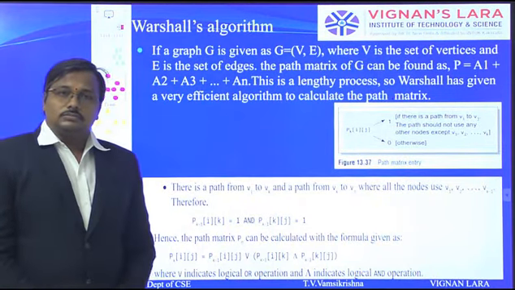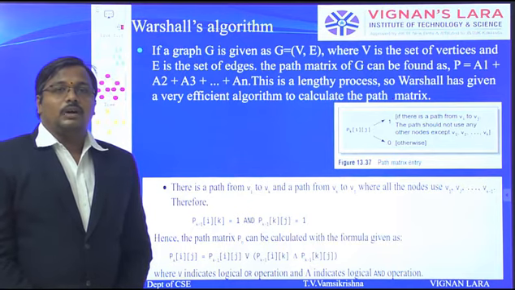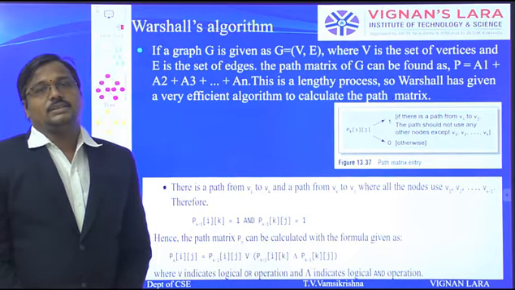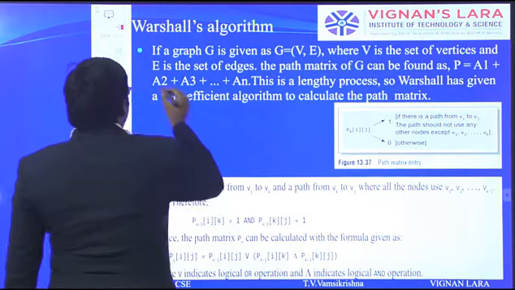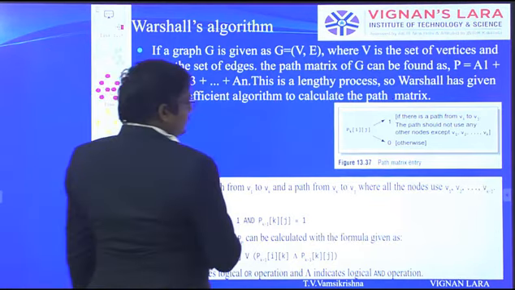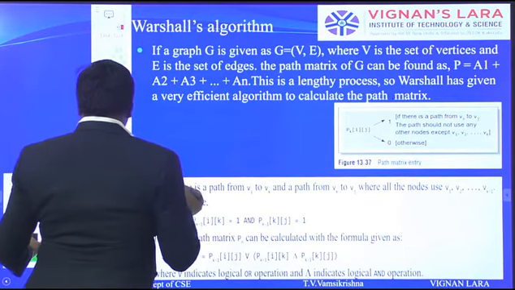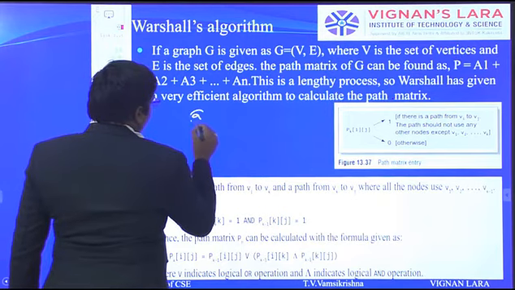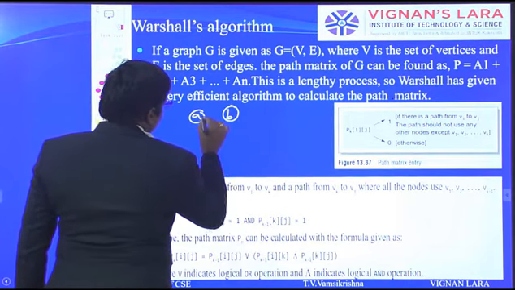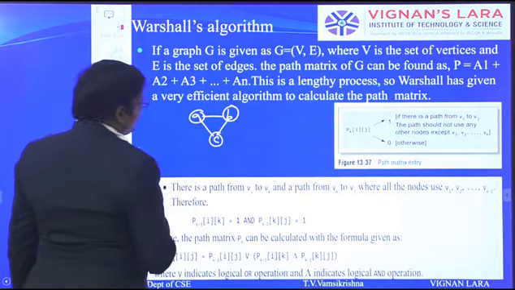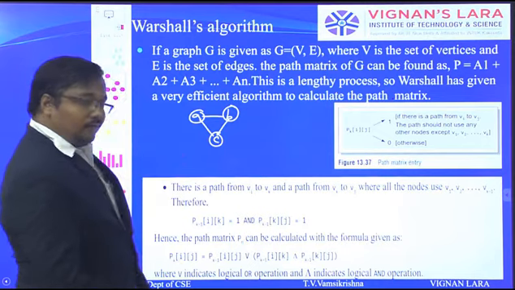First, we are discussing what is meant by all pair shortest path algorithm. Say, for example, this is the graph. A is one vertex, B is one vertex, C is one vertex. So this is the graph.